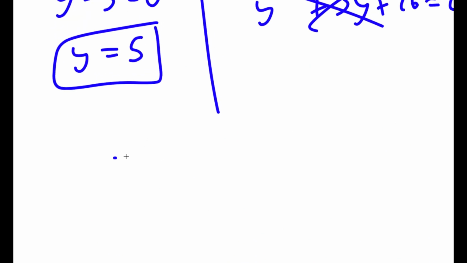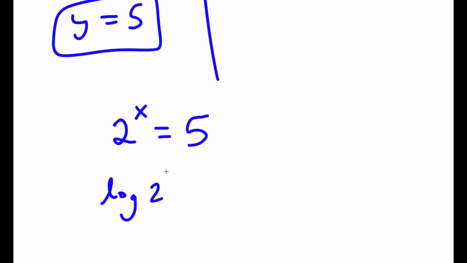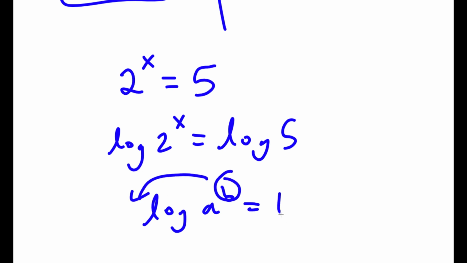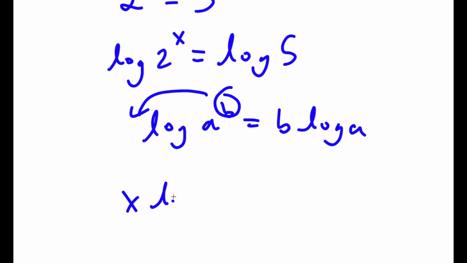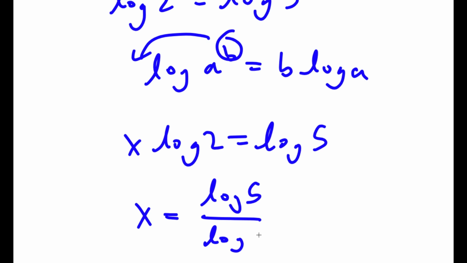So this means that 2 to the power of x is equal to 5. And I'm going to take the log on both sides to solve this. So I have log 2 to the power of x is equal to log 5. And if I have something in the form log a to the power of b, I can move this exponent to the front, so it's going to equal b times log a. So this is the same thing as x times log 2 is equal to log 5, meaning x is equal to log 5 over log 2.